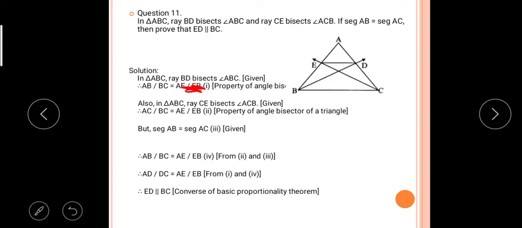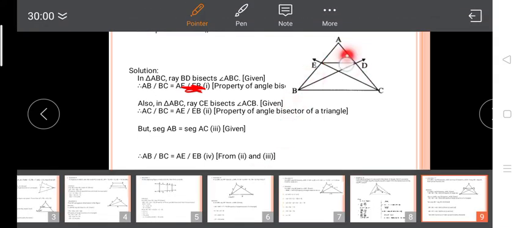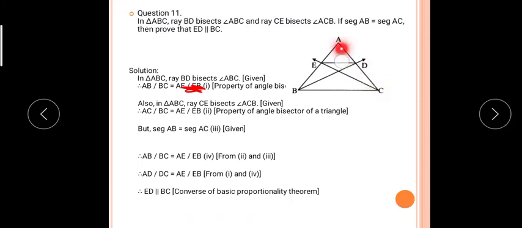What will come here? By the angle bisector theorem, AB upon BC is equal to AD upon DC. And therefore, from first and second, AB upon BC is equal to AE upon EB also. And AD upon DC is equal to AE upon EB. And therefore, ED is parallel to BC. If AE upon EB is equal to AD upon DC, it means the line divides two sides of a triangle in equal proportion, then this line is parallel to the third side, and this is by the converse of BPT.